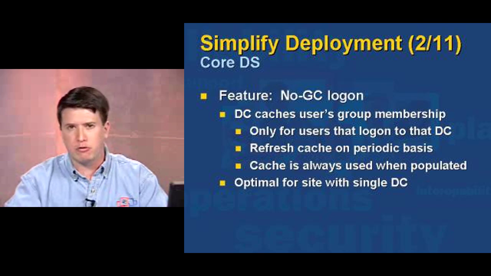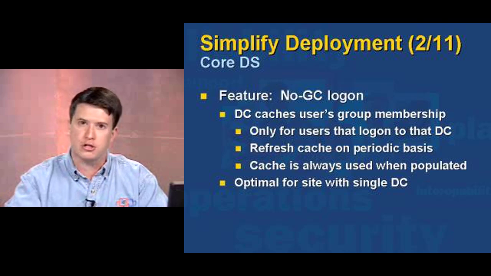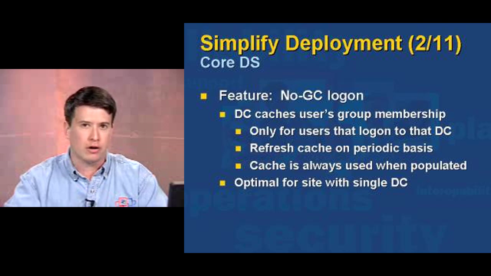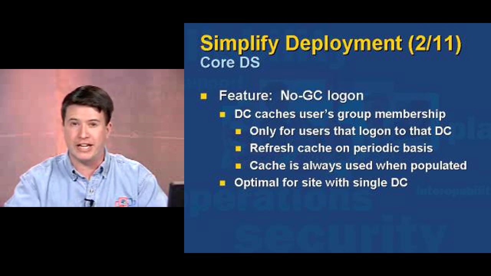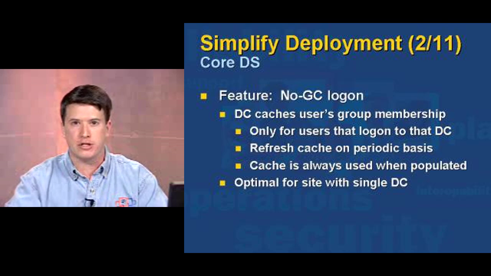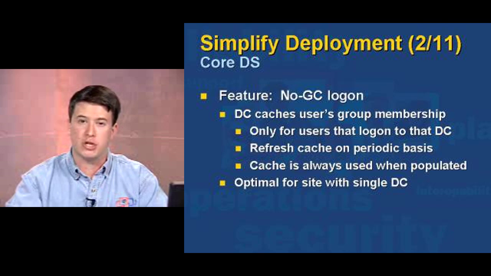Another thing that's important to remember about this feature is it doesn't help those other applications that require the global catalog server for functionality. For example, if you put an Exchange 2000 server into a branch office, it's still going to require a global catalog. The No GC Logon feature does not help that particular feature, nor does it help any of the user interfaces that prefer to use the global catalog server when generating pick lists or as a target of a search.